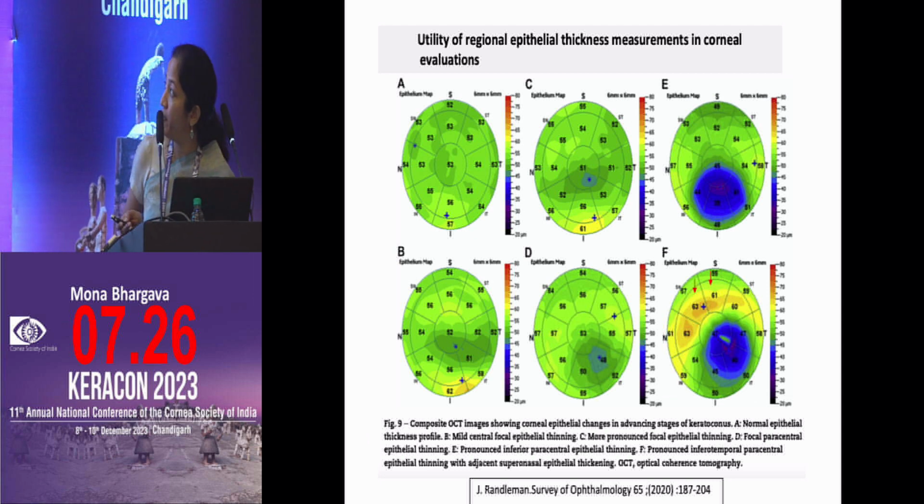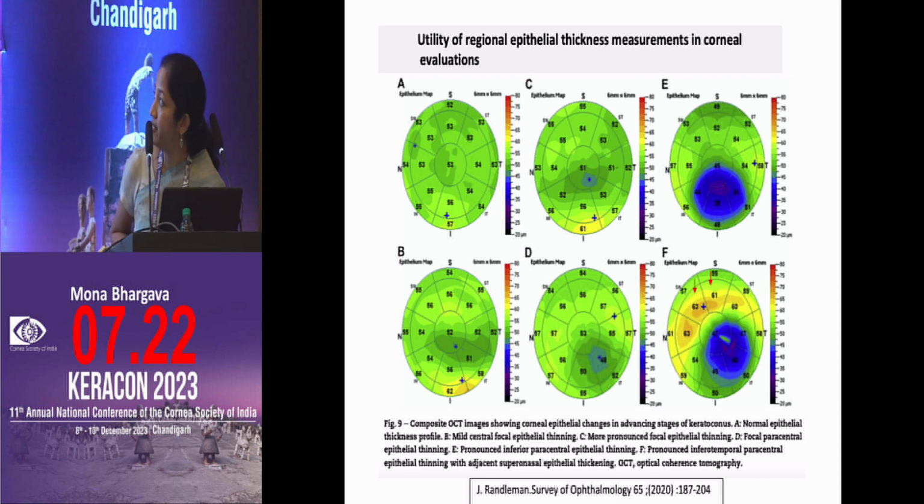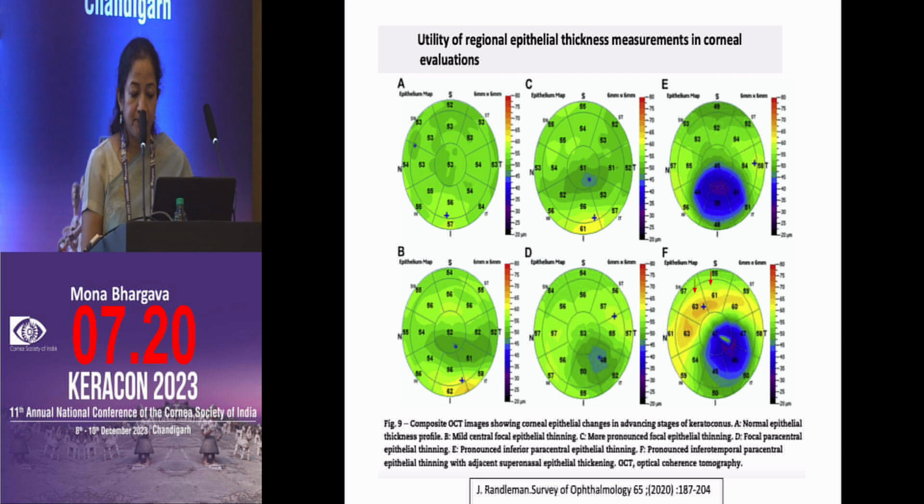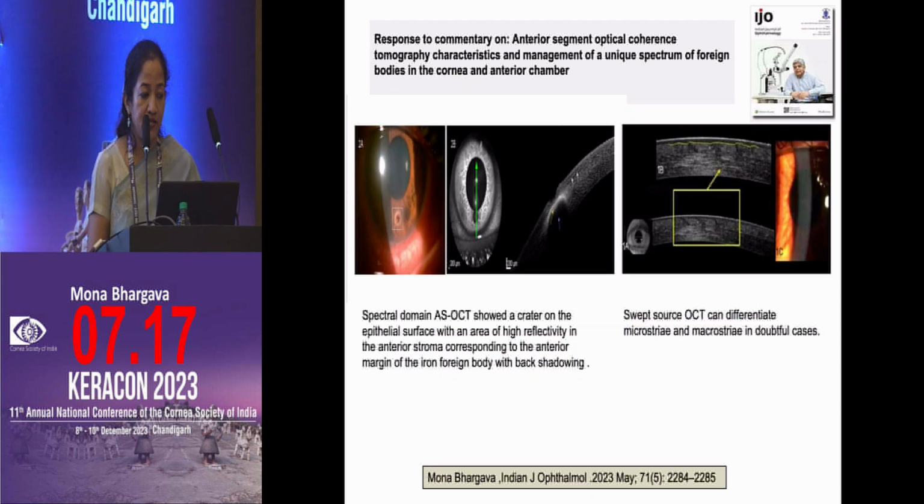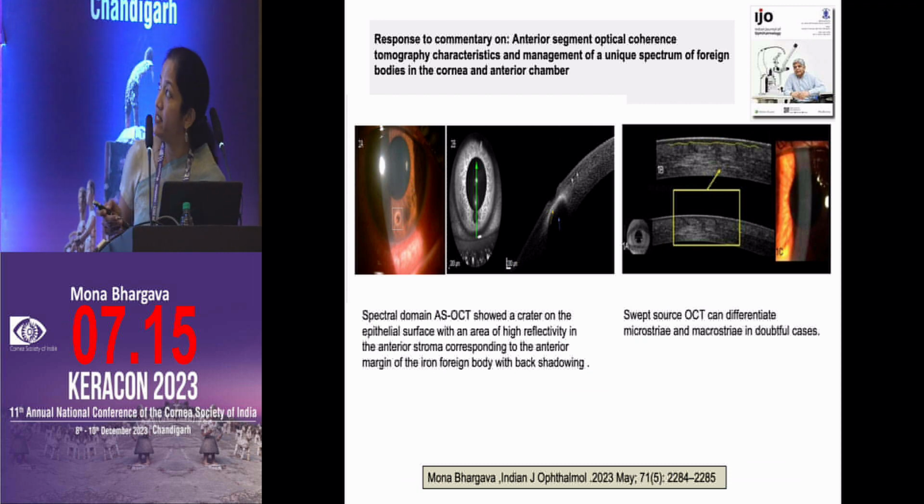Donut-shaped area of epithelial thinning surrounded by the thickness of epithelium, classically seen in advanced keratoconus in the paracentral region. Here again we see an area of hyperreflectivity followed by backshadowing, which is classical of iron or metallic foreign body seen in a LASIK flap with a crater at the top.